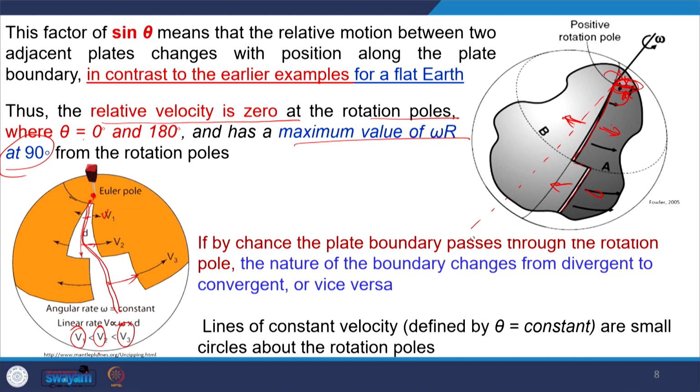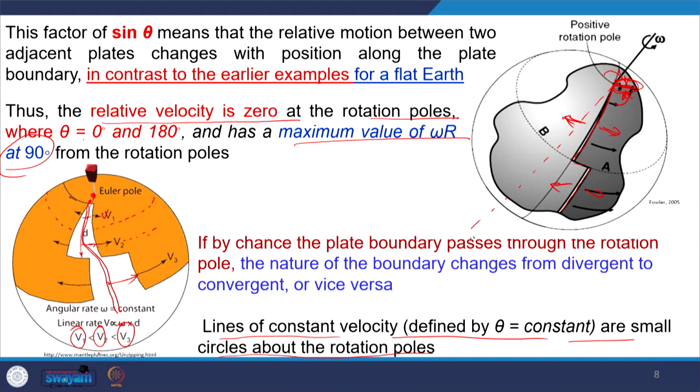So, if the rotational pole is lying on the plate boundary itself, then the nature of this plate boundary changes once it crosses the Euler's pole. This is a very important point. Lines of constant velocity, defined by theta, are small circles about the rotational pole. So, if theta is constant, the velocity will be constant. Similarly, here the theta is constant, the velocity will be constant. Here too, theta is constant, the velocity will be constant.